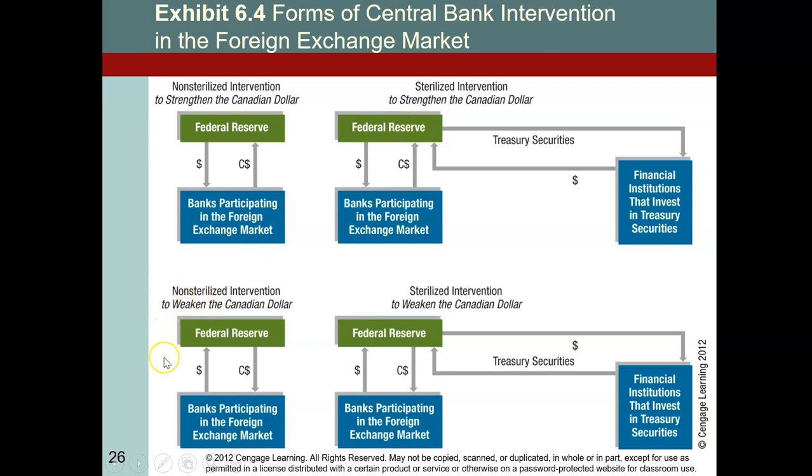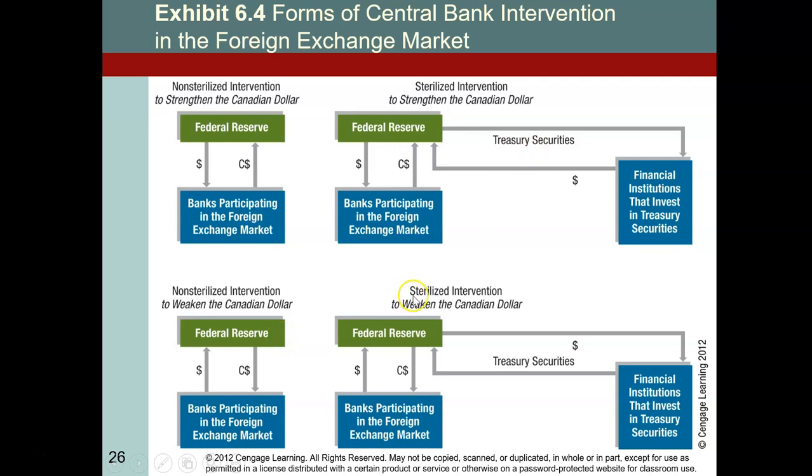The two graphs below show the other direction. If it is a non-sterilized intervention to weaken the Canadian dollar, we would sell Canadian dollars, exchange Canadian dollars for US dollars. So we're selling Canadian dollars and purchasing US dollars, and interacting with banks participating in the foreign exchange market. This way we can weaken the Canadian dollar value.